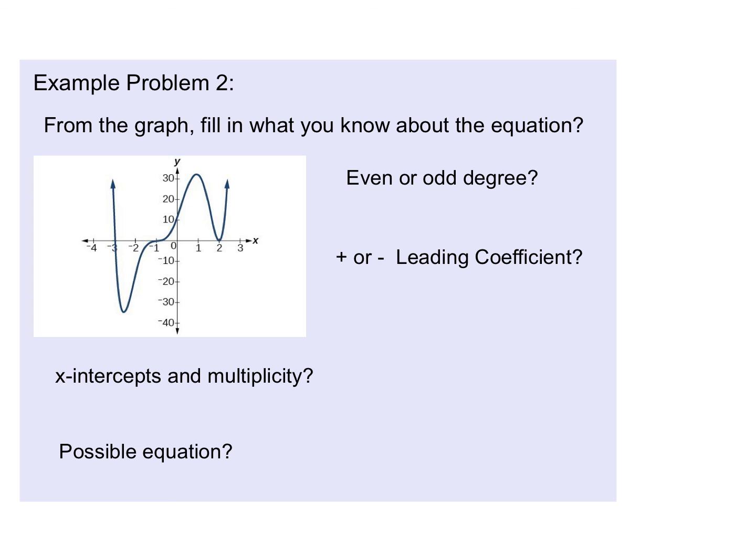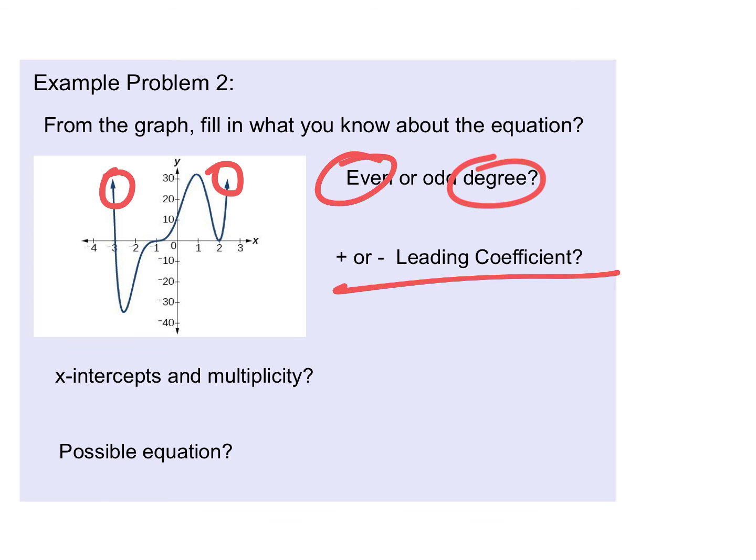All right. I can look at this and say it's even. You know how I know it was an even degree? Yeah, they're both going up. That meant it had to be even. Was the leading coefficient positive or negative? I can tell. Parker, can you tell? Yeah. What was it? Positive. It was positive. Why? It goes up on the right.